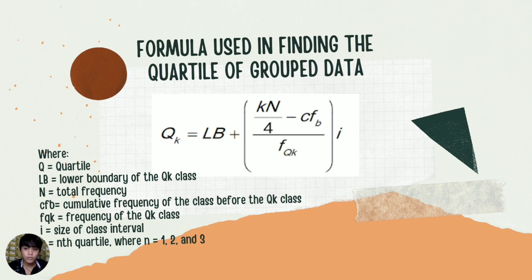So this formula is read as Q sub k, where k is to be given. Say, for example, you are asked to find the second quartile. Then it is read as Q2 is equal to LB plus the quantity of 2 times the total frequency over 4 minus CFB, or the cumulative frequency of the class before the Q2 class, over the frequency of the Q2 class, times the size of the class interval.